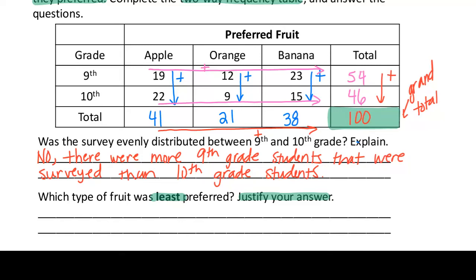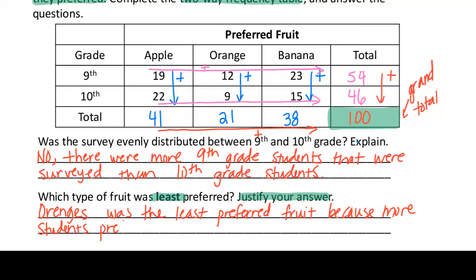So we're going to say oranges was the least preferred fruit because more students preferred apples or bananas.